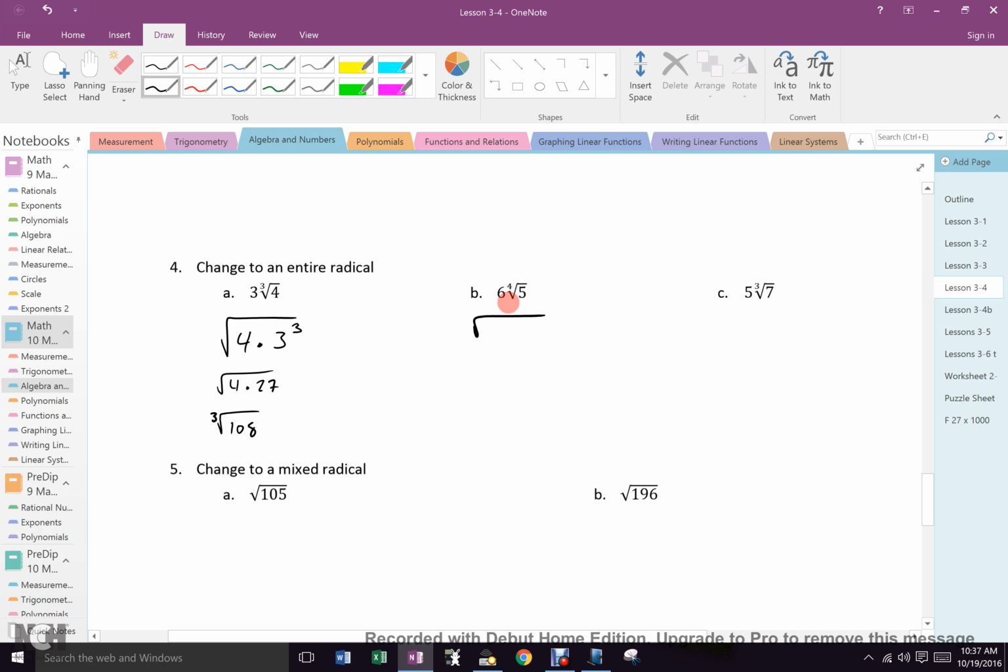What needs to go back under here? 5's already there. 6 to what power? 4. So you got to do that on your calculator, because I bet most of you don't know 6 to the 4th power in your head. Somebody tell me the right answer there. I'm working it out right now. 36 times 36. Yeah, no, that's right. What about this one? What's going back under there? 7 was already there. 5 cubed, which is what?